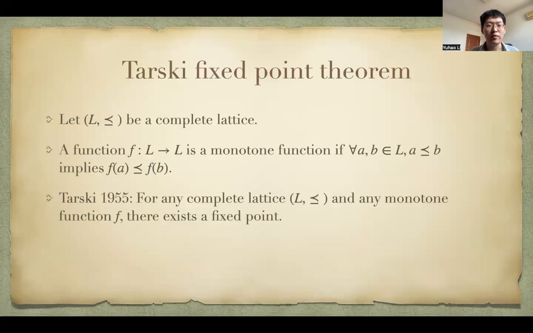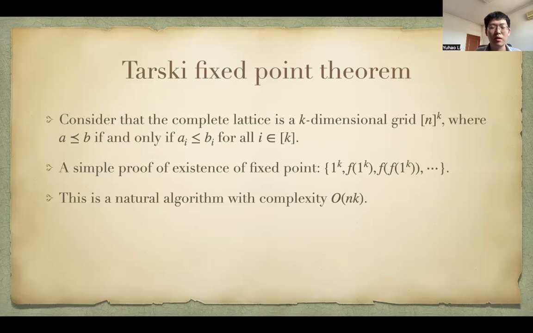In 1955, Tarski proved that for any complete lattice and any monotone function f, there must exist a fixed point. Here, the monotone function means that for any two comparable elements a and b, this function preserves this order. We are considering the complexity of finding such a fixed point in a k-dimensional grid, where the order is the natural order over Z to the k.